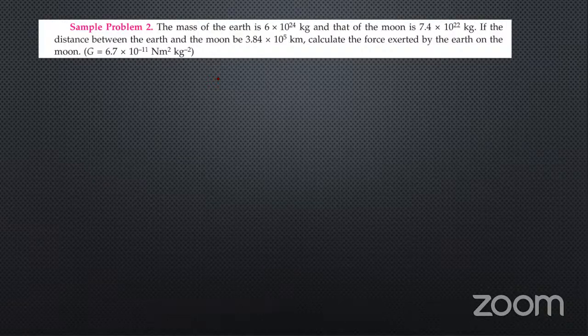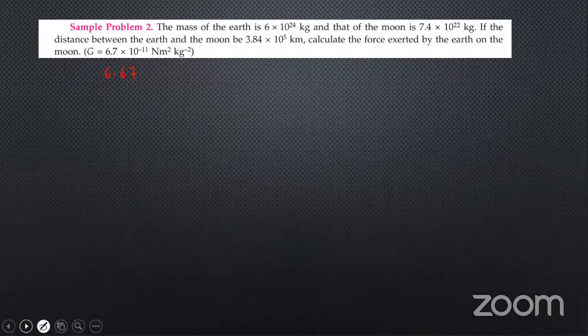Ma'am, in a school test, if this kind of question comes, will they give the value of constant G? They won't give you the value of G, so you have to memorize it. But see, the value of G is generally 6.67, and they may want you to take the approximate value 6.7. So they will specify if they want you to take a certain approximate value, otherwise they won't give it to you. So you have to keep it in mind. Okay, ma'am.